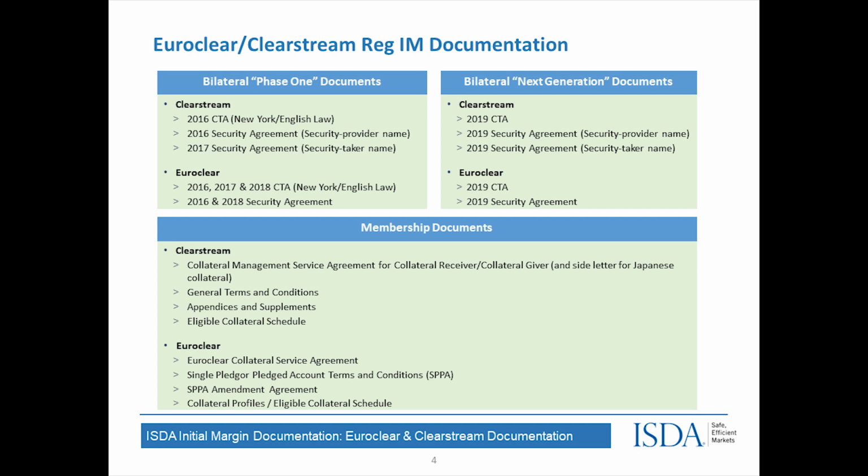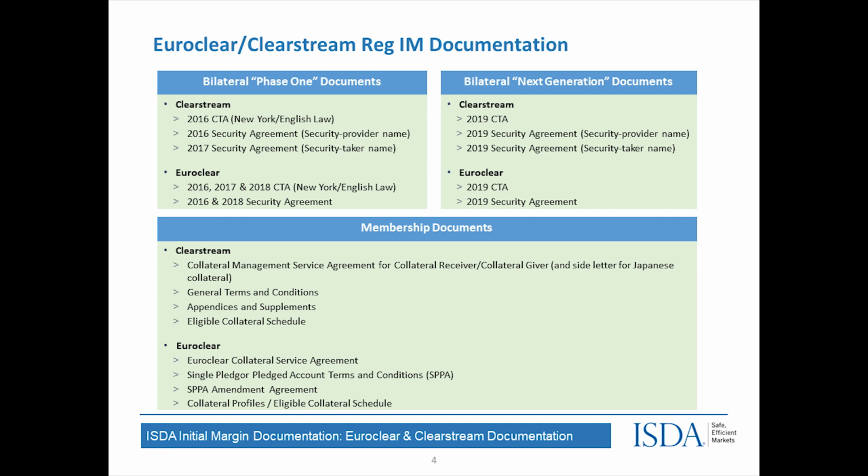So that's the historical position. And then to bring right up to date, the next-gen docs. So in early 2019, next-gen versions of the ICSD bilateral documentation were published. And as we shall see, these largely reflected changes that have been made to the bank custodian bilateral documents at the back of 2018. So for Clearstream, the 2019 CTA was published together with two forms of security agreement, one for where the secured account is in the name of the security provider, and one for where the secured account is in the name of the security taker. And then for Euroclear, a 2019 CTA was published together with a 2019 form of security agreement.